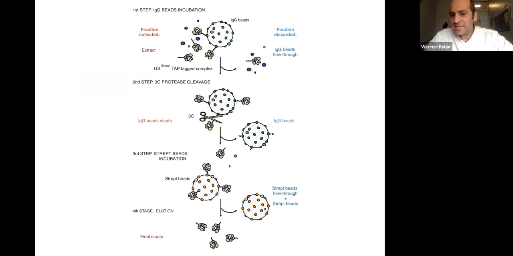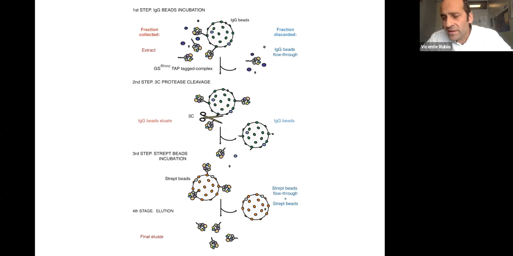This is the process, just as a quick reminder. We have a first purification step using IgG beads that allow binding of our protein complex to the IgG binding domain. Then we have some washing and cleavage by the 3C protease, which is commercially available. Afterwards, a second affinity step, using in this case streptavidin beads that will bind to the streptavidin binding protein in our TAP tag. And finally, we can elute.